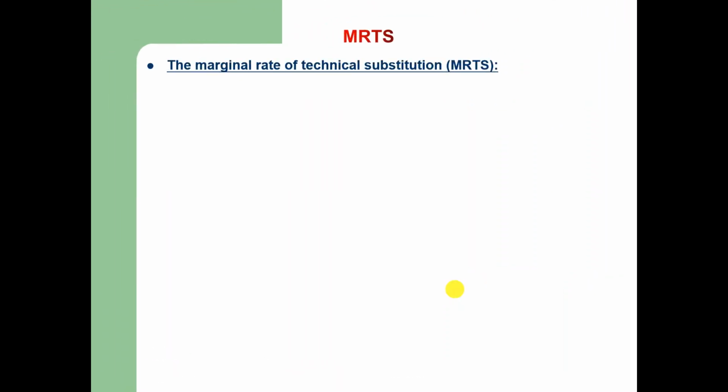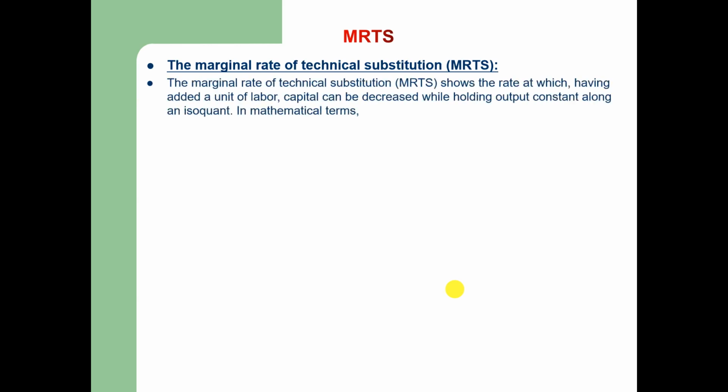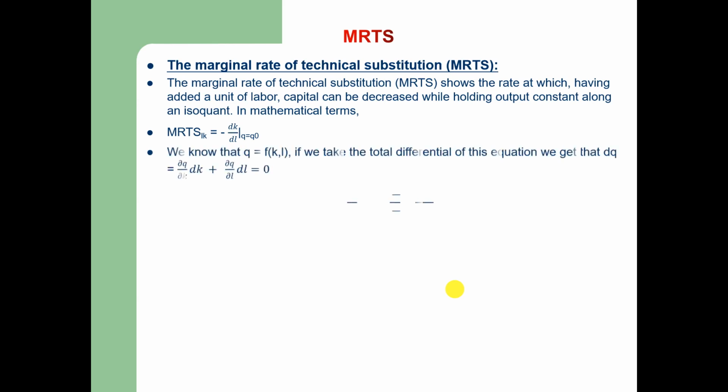Now the question is, what is the marginal rate of technical substitution? Marginal rate of technical substitution is the rate at which one input can be substituted for another while holding output constant along an isoquant. Mathematically, marginal rate of technical substitution of labor for capital is equal to the negative of the change in capital divided by change in labor while output level is kept constant, that is Q is equal to Q naught.